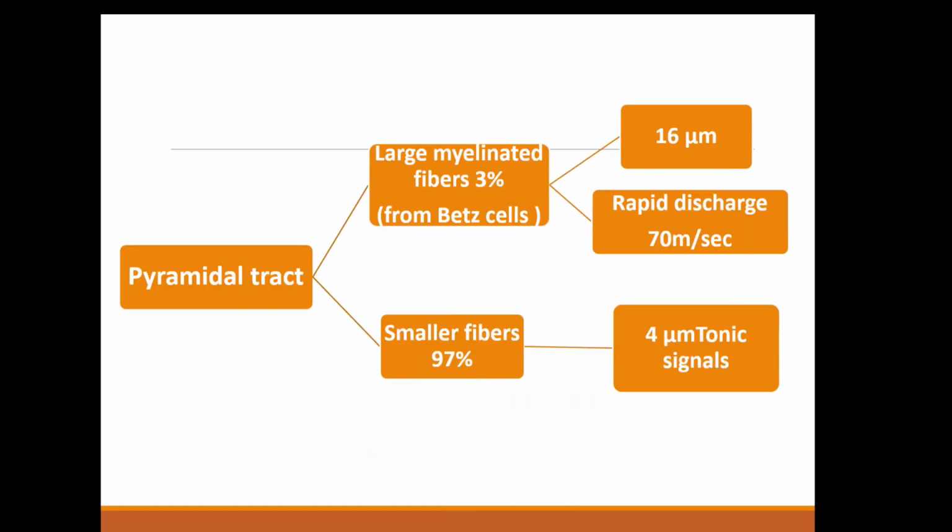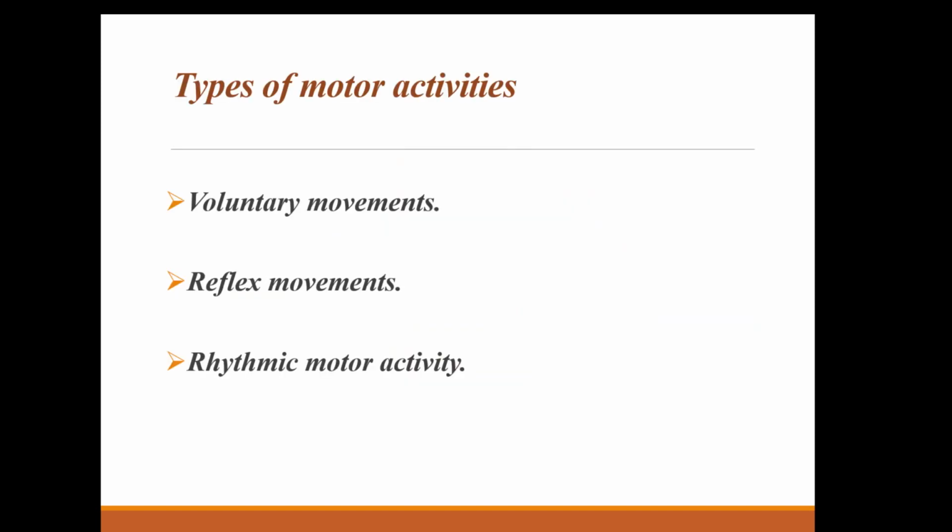You can see that the pyramidal tract is composed of large myelinated fibers, which are 3%, and the smaller fibers, which are 97%. The large myelinated fibers have a diameter of 16 micrometers. They discharge rapidly, at a rate of 70 meters per second. Over here, the smaller fibers are going to give rise to tonic signals.